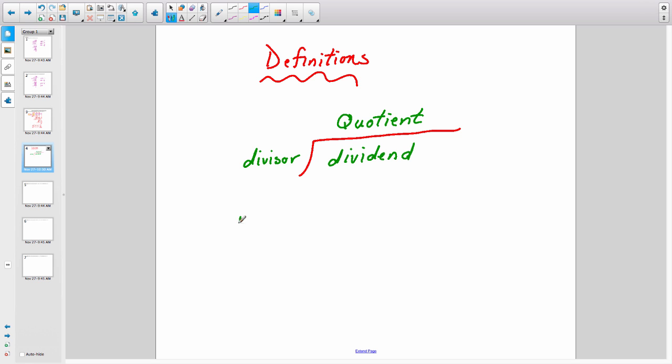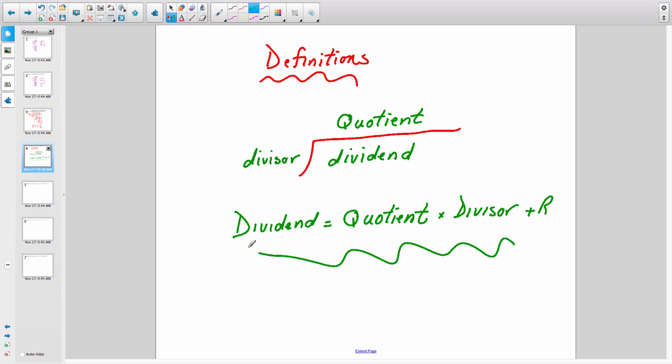So let's write this down also, then we'll be done and we'll just do some more examples. So the dividend, the number inside, should be equal to your quotient times your divisor plus any remainder that you might have. Okay? So these are very important notes. Short as they are, very important. Let's go on and do another example.